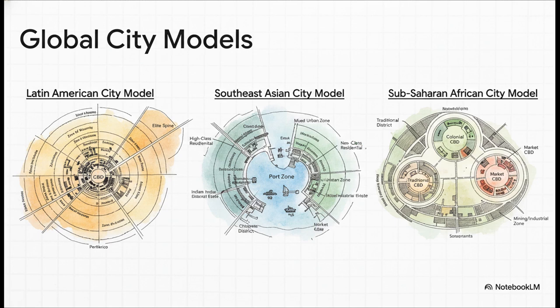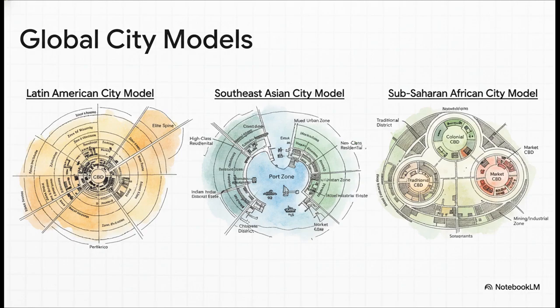When you look at global city models, you start to see how a region's unique history really shapes its urban DNA. For example, in the Latin American model, you often see this spine of wealthy neighborhoods stretching out from the center. Or in Southeast Asia, the whole city might be organized around an old colonial port instead of a CBD. And in some sub-Saharan African cities, you can even find 3 different CBDs, a colonial one, a traditional market one, and a modern one, all operating at the same time.